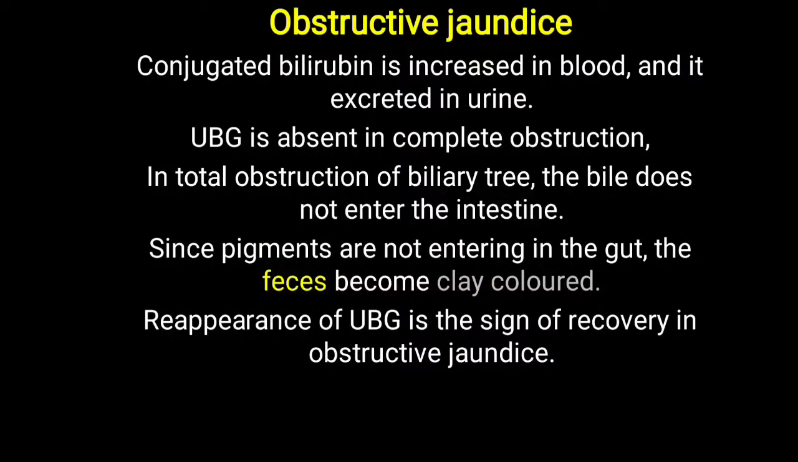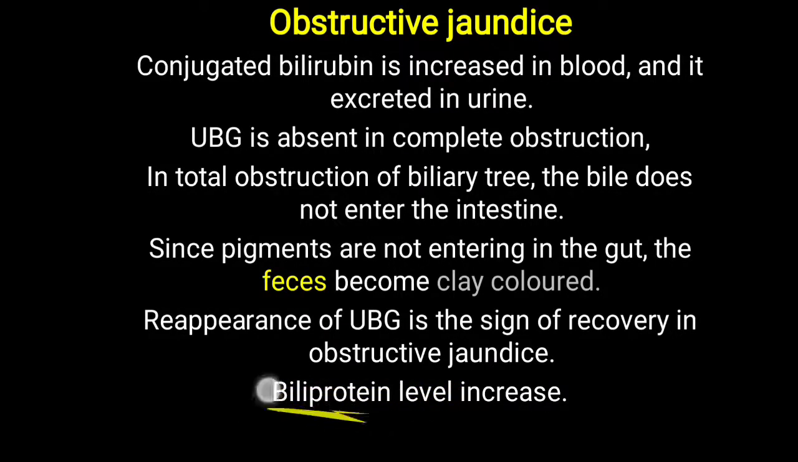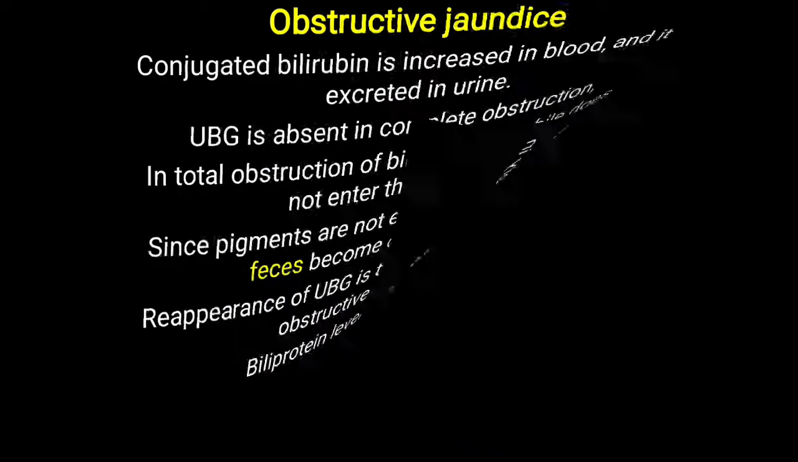Reappearance of urobilinogen in the urine is a sign of recovery in obstructive jaundice. Suppose a patient of obstructive jaundice is under treatment and the obstruction is being removed, then what happens? Urobilinogen will start to appear in the urine. So that is an important sign of recovery from obstructive jaundice. In the same way, the bilirubin level, which is nothing but conjugated bilirubin attached to albumin, will also increase in obstructive jaundice.